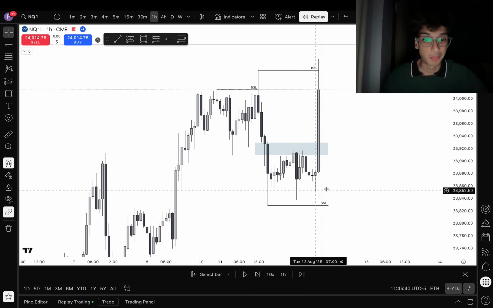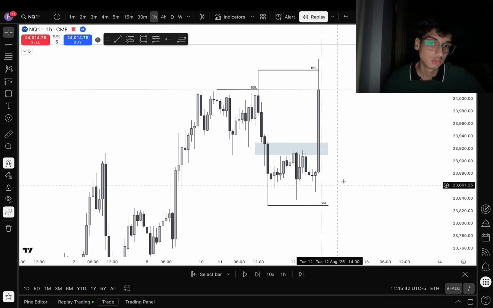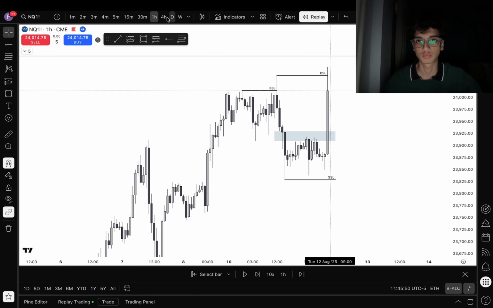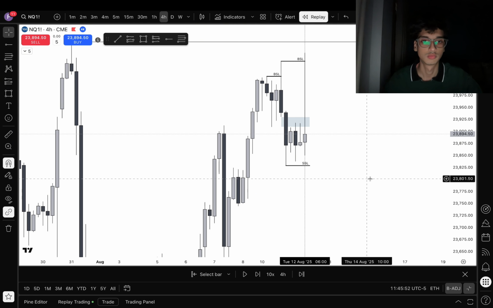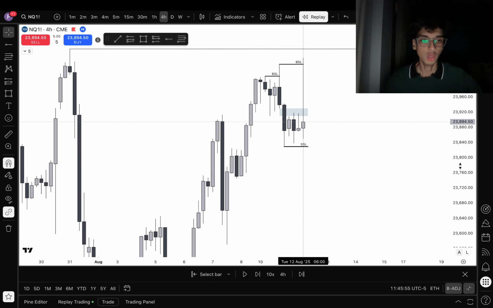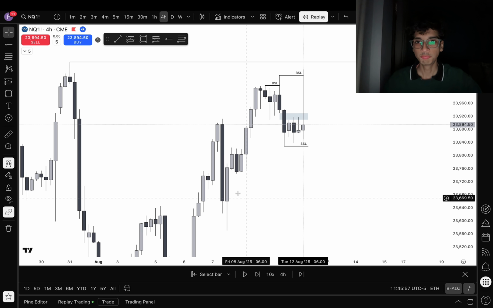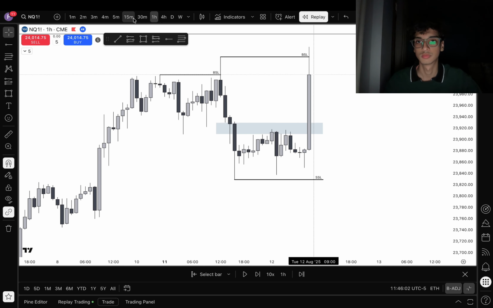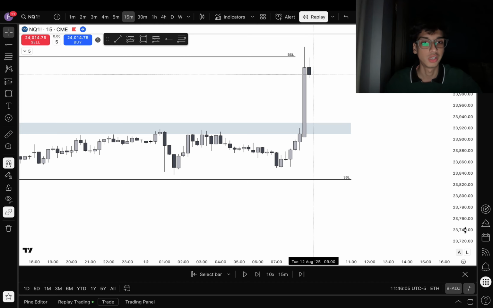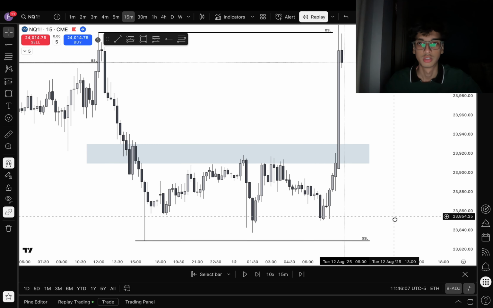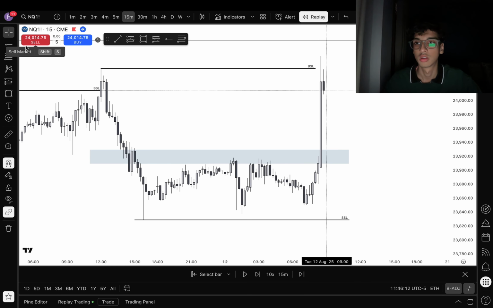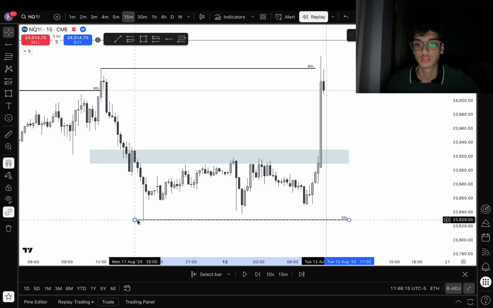I think we might have SMT right from here, just because we had huge expansion for the buy side. I think we have SMT right here just to push the price higher, but we're still generating sell side.